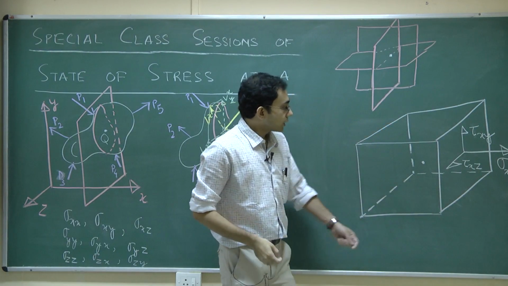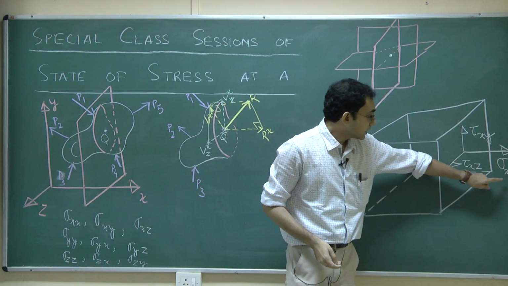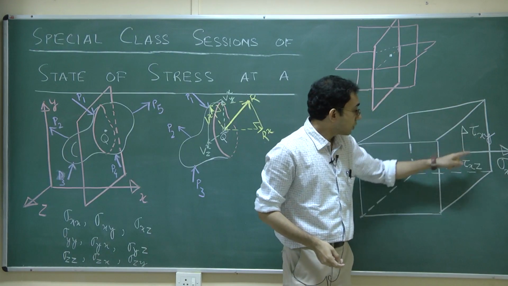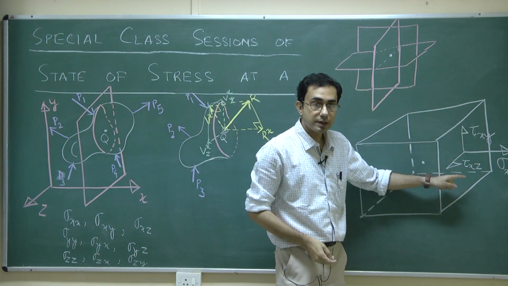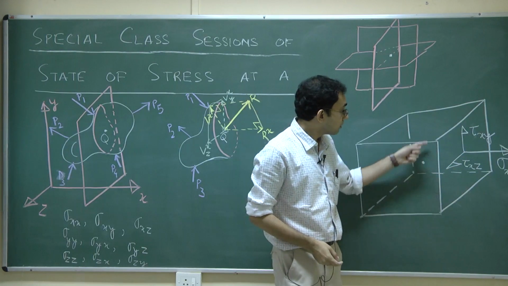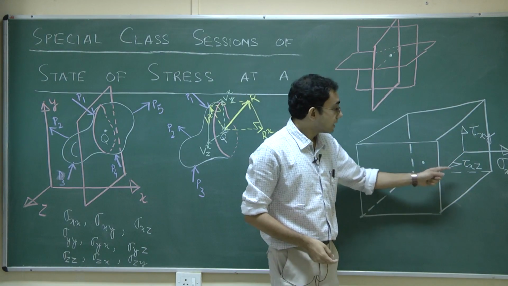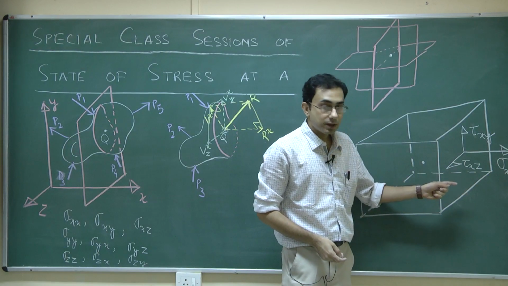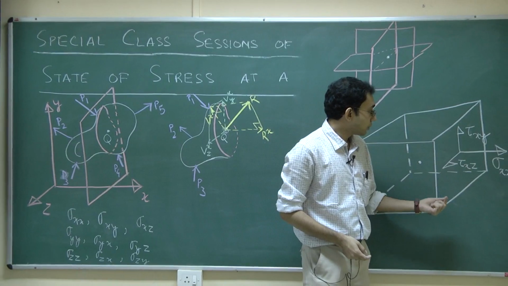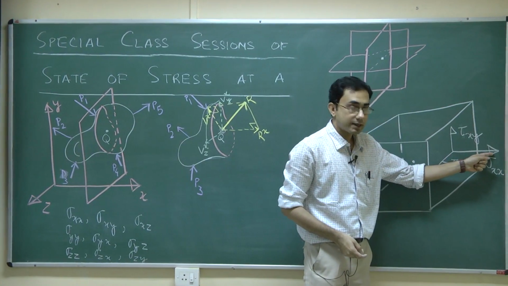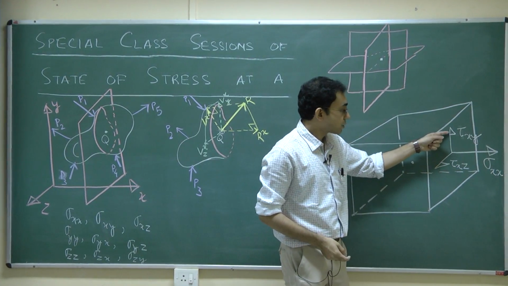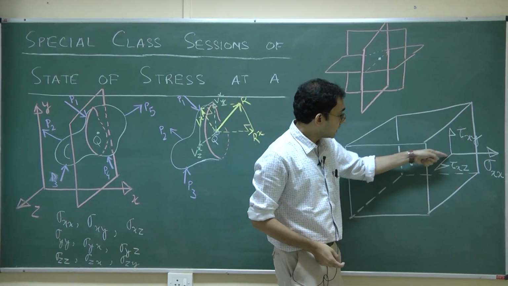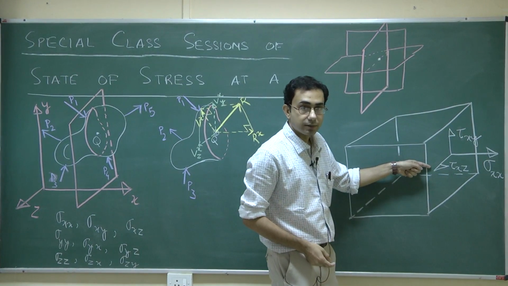You please note, as I had emphasized earlier, that the first subscript in each of these 3 stress components represents the outward normal to the plane that we are considering. The second subscript represents the direction along which we are considering the stress component. So this is parallel to the x direction. This one is parallel to the y direction, and this one is parallel to the z direction.